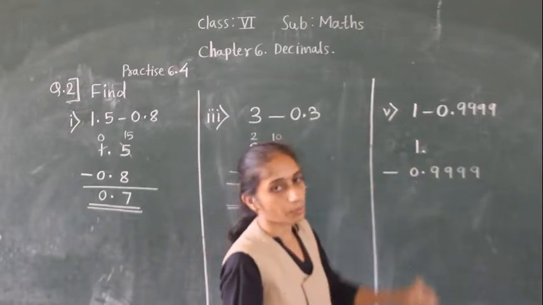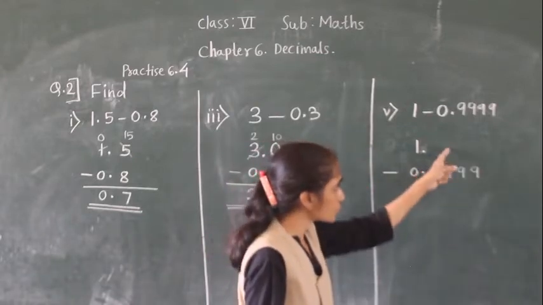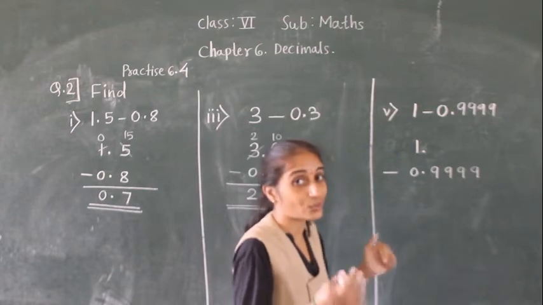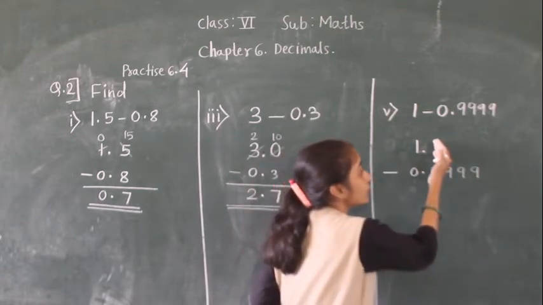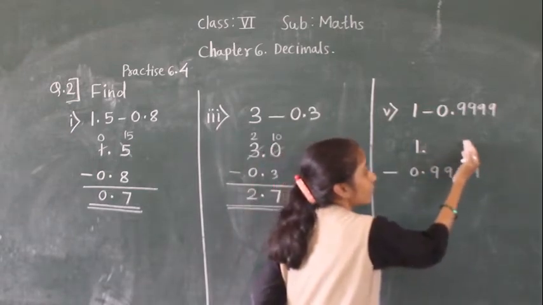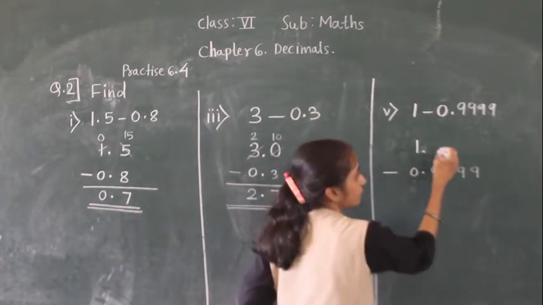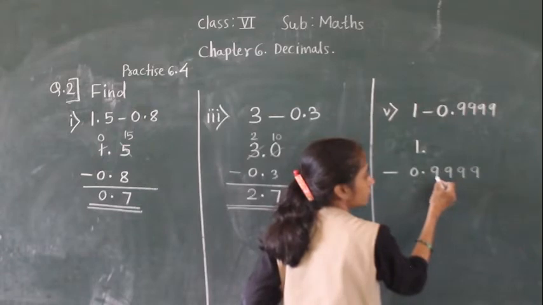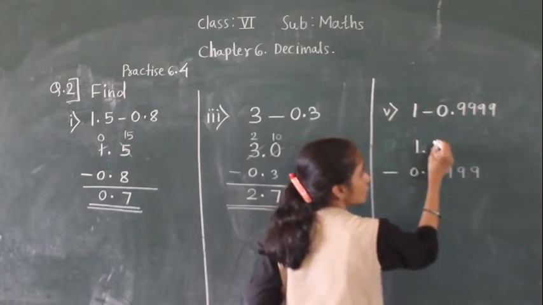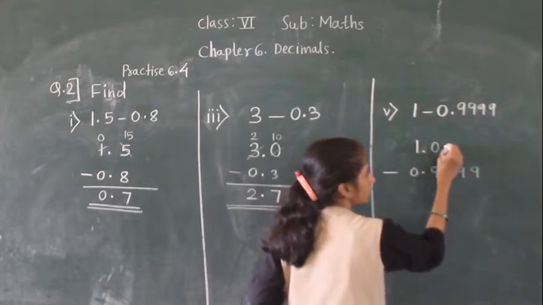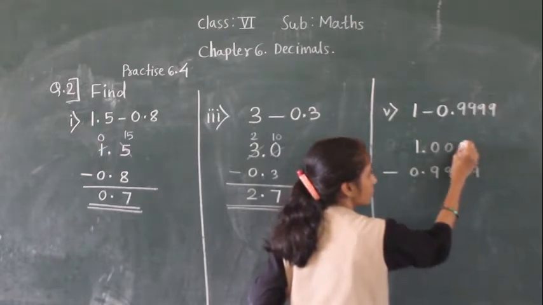Now how to subtract? It is not possible to subtract. So for that, what do we have to do? We have to write zeros at the second place. Here the places are there, so at that place, how many digits are there? 1, 2, 3, 4. So we have to write 4 zeros at the second place.